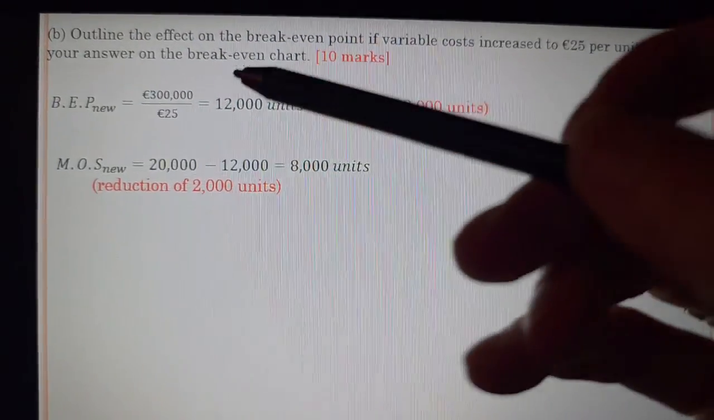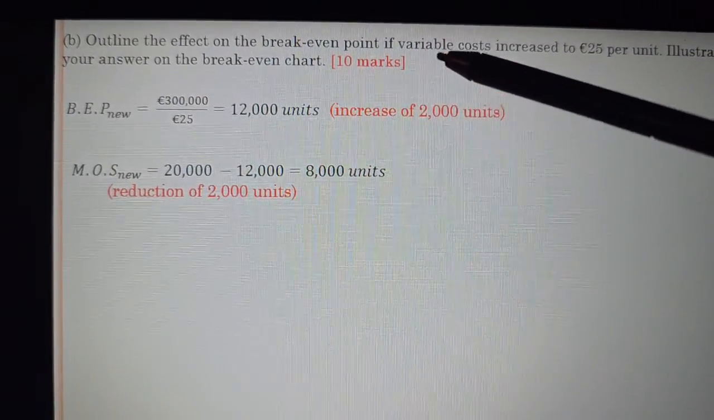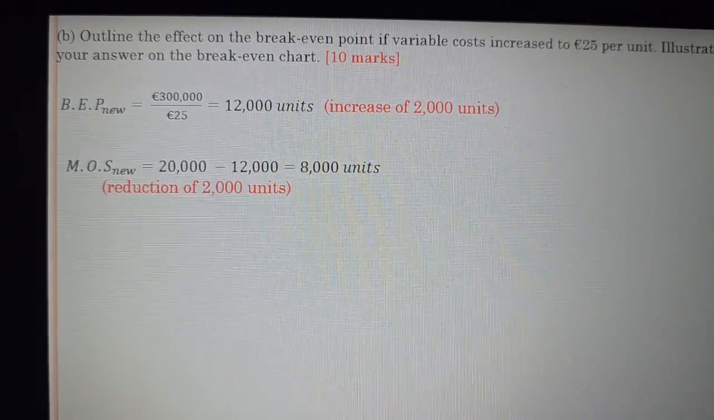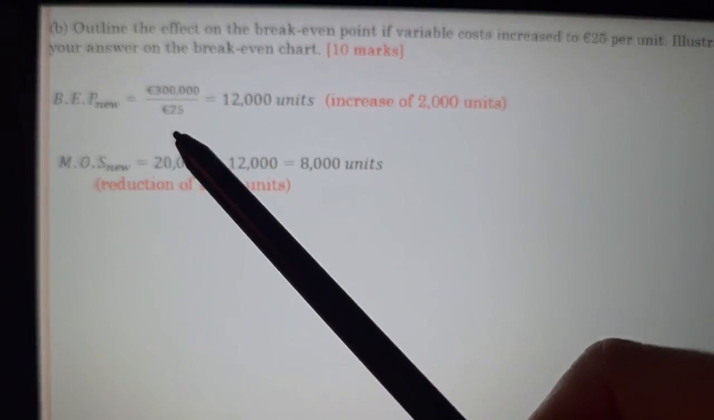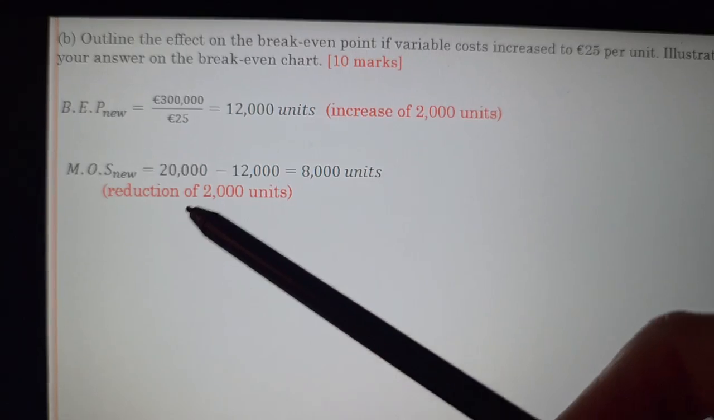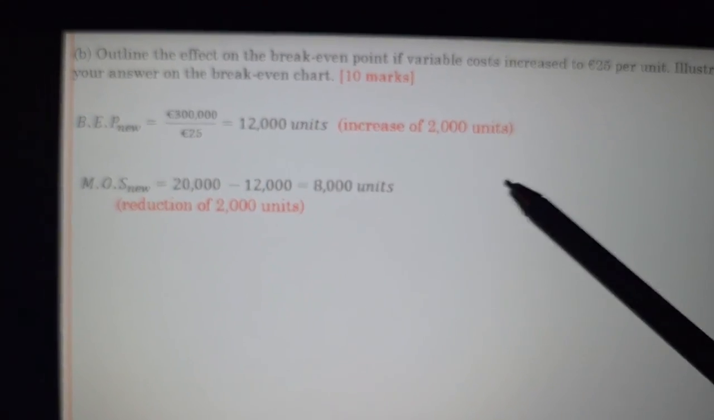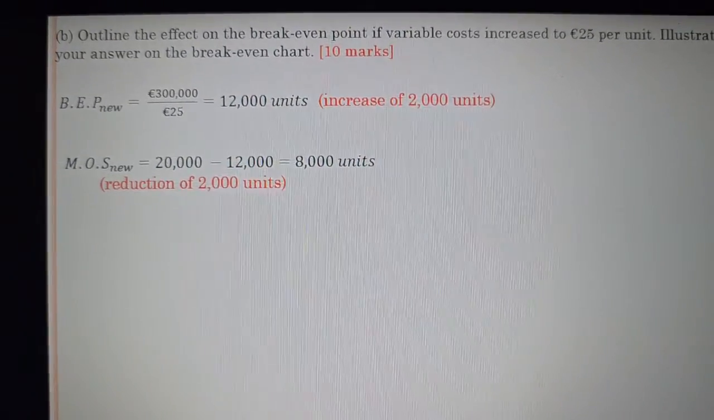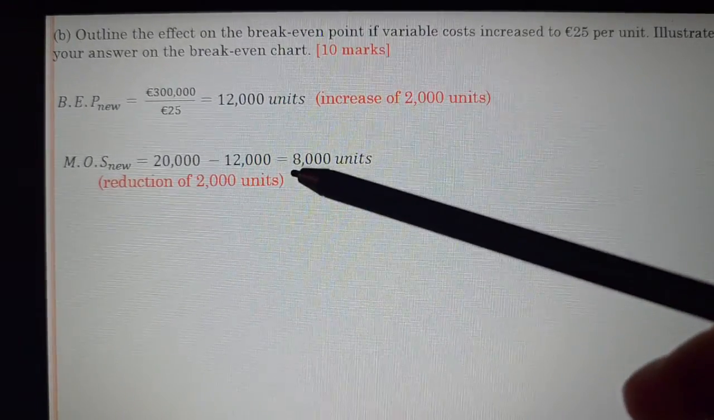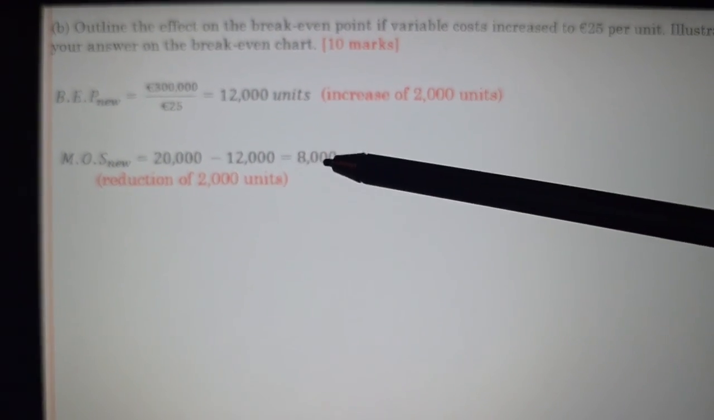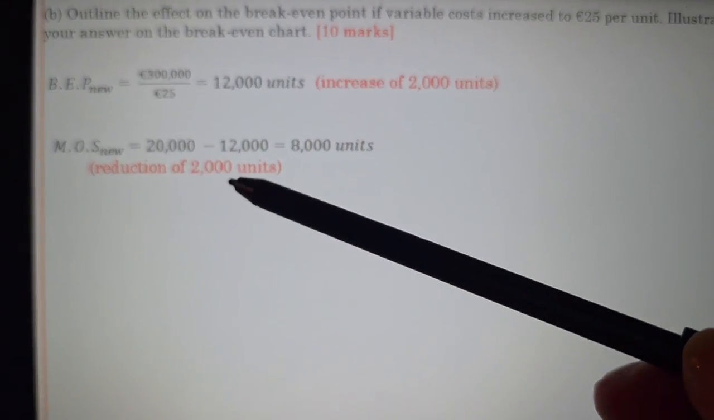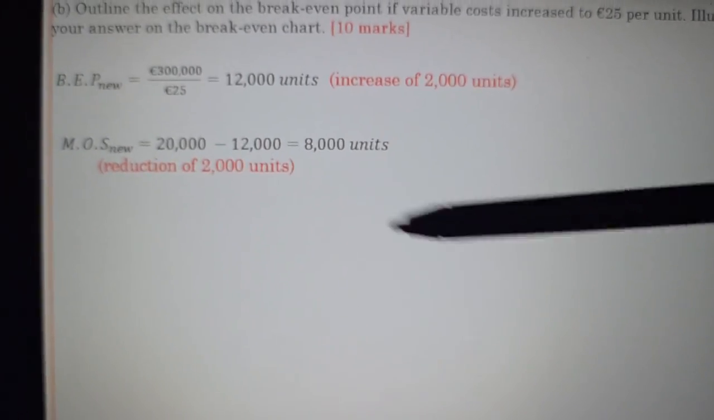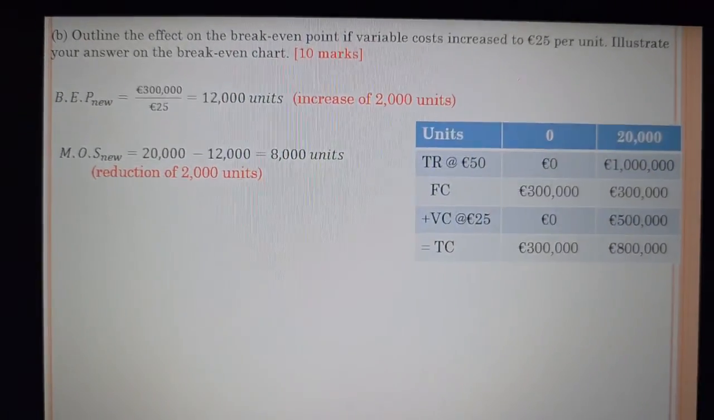So the question said, outline the effect it's going to have on your break-even point. Well, it's one sentence really. My break-even point is going to go from 10,000 units up to 12,000 units. So it has increased by 2,000 units. And obviously that has a knock-on effect onto my margin of safety. My margin of safety is going to go down by 2,000 units. So it's gone down to 8,000 units.